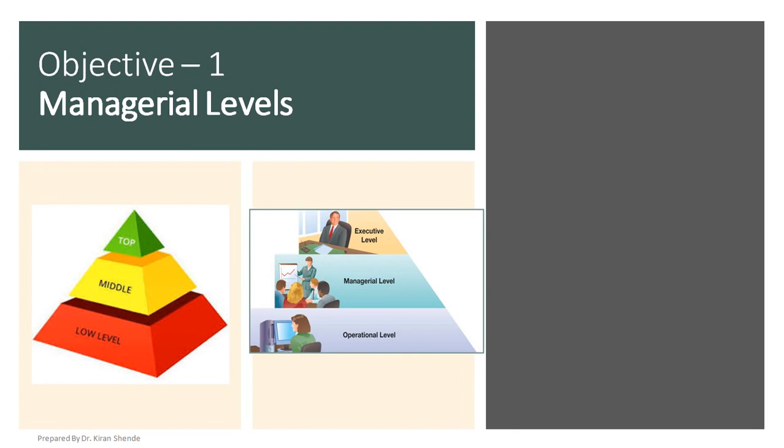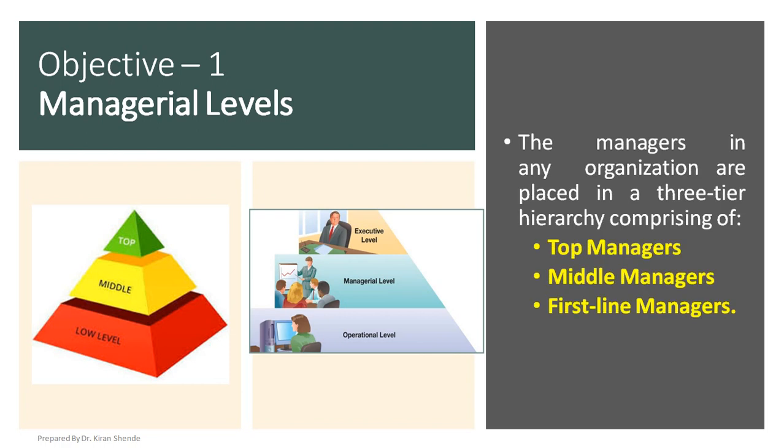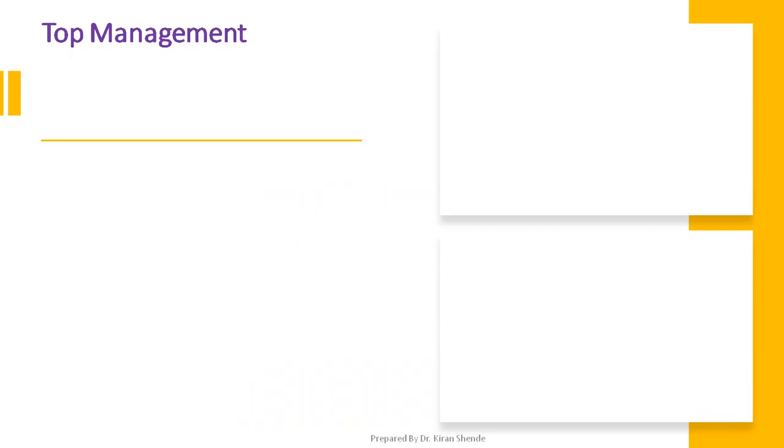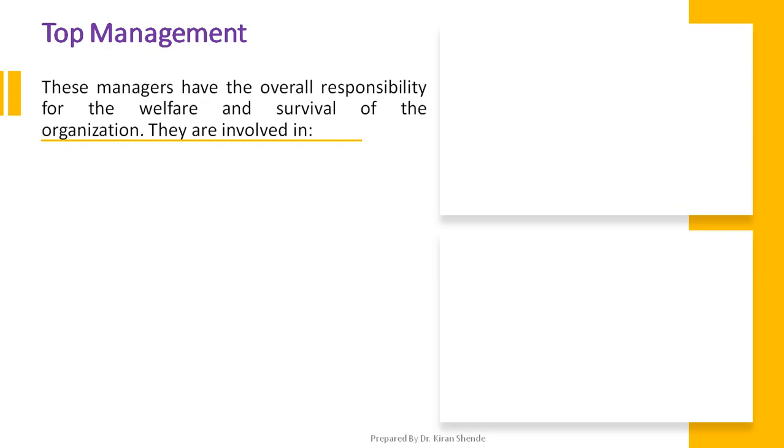Let us now begin with objective number one, that is various levels of management. Precisely, managers in any organization work in three levels of hierarchy: top managers, middle managers, and low-level managers, also called frontline managers. So these are the three levels on which any organization or any hotel works. Let us break it down into segments and understand what is top management.